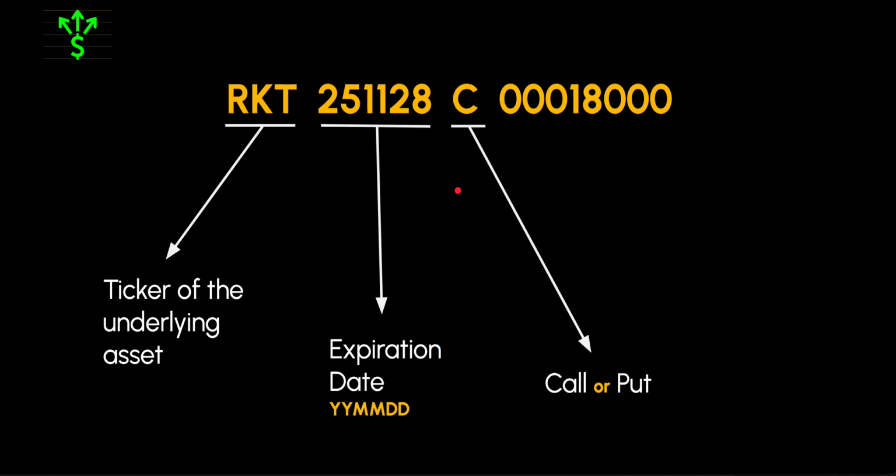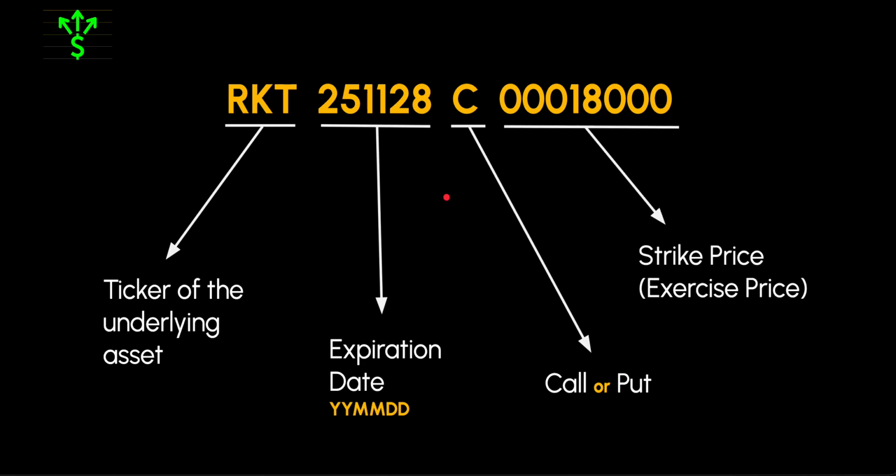In the third place, we have the type of the option contract, which can be either C or P. If it is C, it means that this is a call option. If it is a P, then it means that this is a put option.